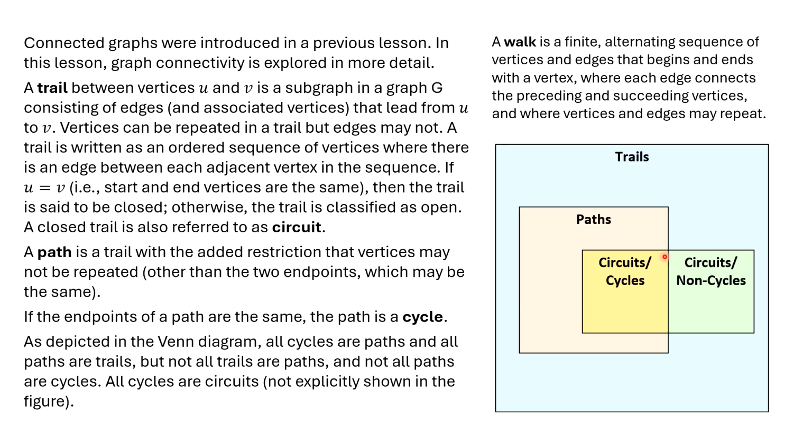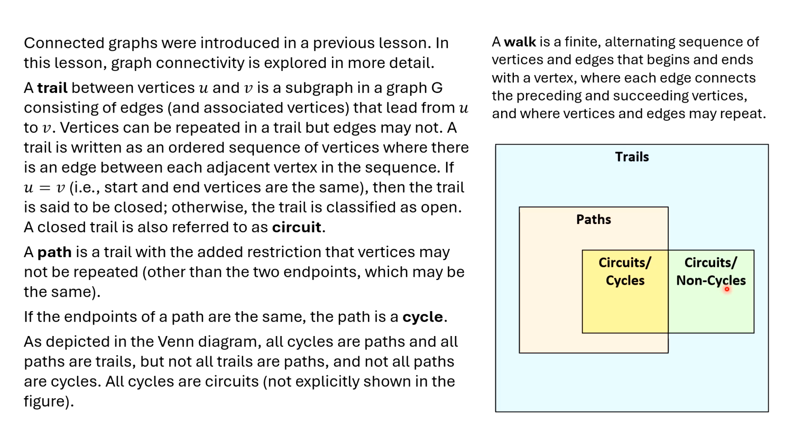So these two boxes here, the light orange and the green, can constitute circuits. And there's a subdivision of circuits, which I'll get to in a second. But first I want to define paths. So a path is a trail, a trail is a walk, with the added restriction that the vertices may not be repeated. So here, in the path, you have distinct vertices and distinct edges along the path, other than the two endpoints, which could coincide. If the endpoints of a path are the same, then we have a cycle. So that would be this box in here.